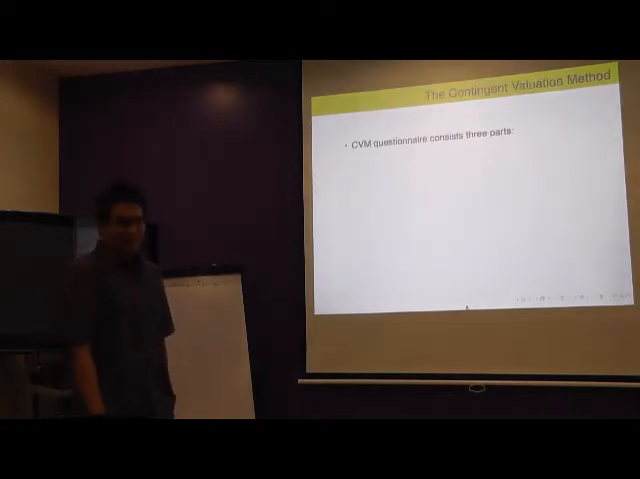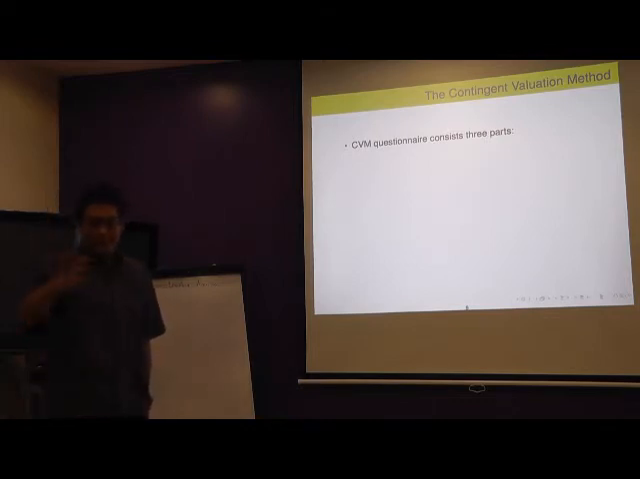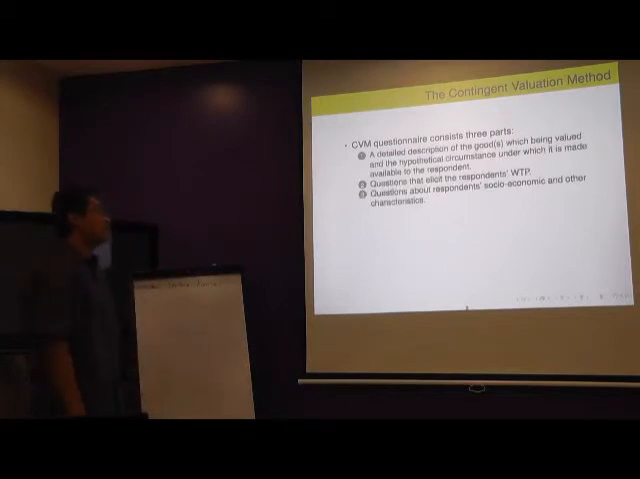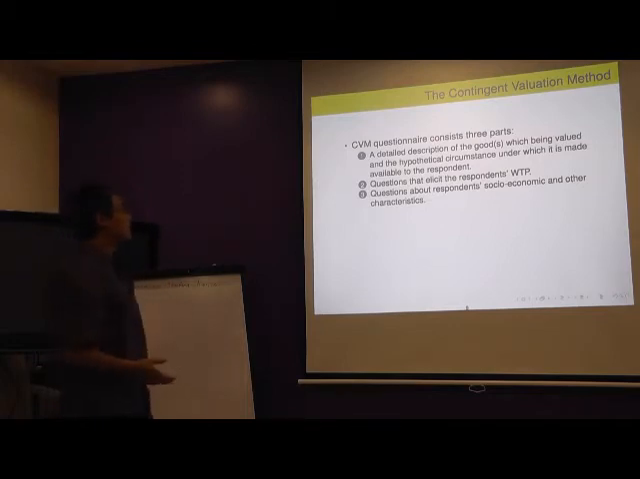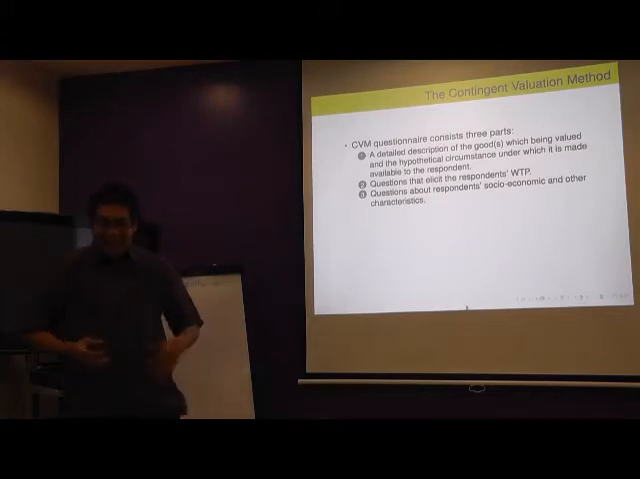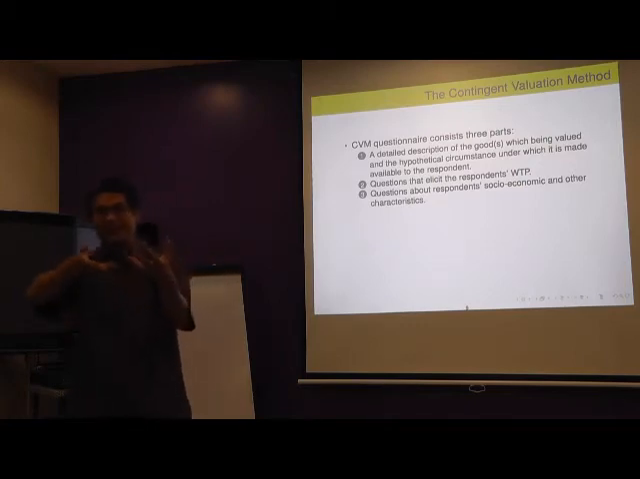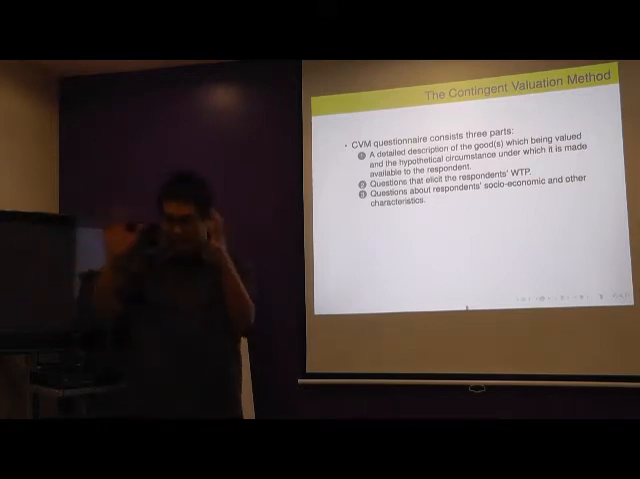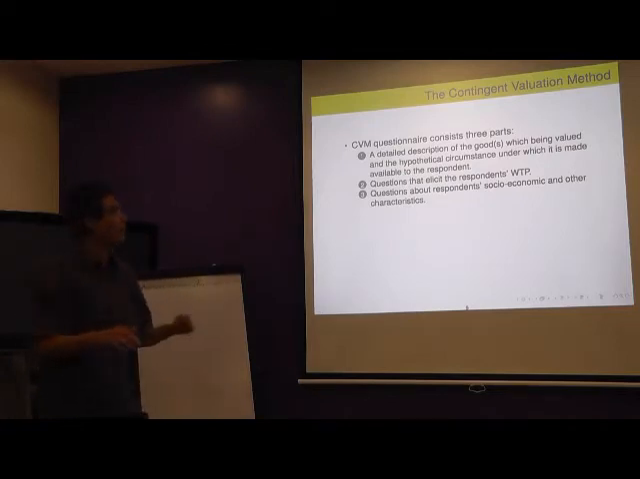Okay. Now we look at the contingent valuation method. So my CVM questionnaire is basically just like any other CVM questionnaire. It consists of three parts. The first part is a detailed description of the goods. So I explain to them what improvements of solid waste management they can get. Second is the question that elicits the respondent's willingness to pay. I use a dichotomous choice, yes or no. I propose them a price. I have eight price levels, and then I randomize within the respondents. So I propose them one price, and they just answer whether they are willing to pay or not. Okay, this is a simple contingent valuation method.